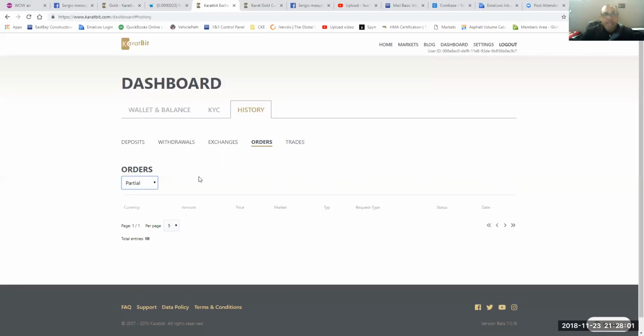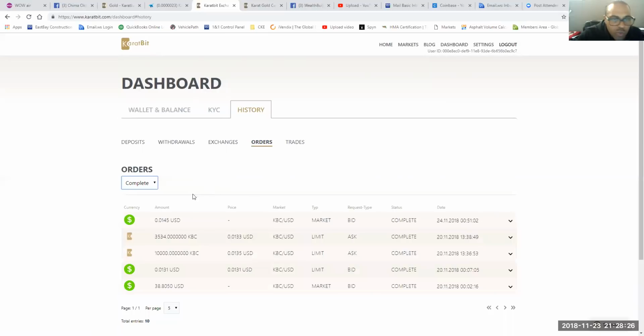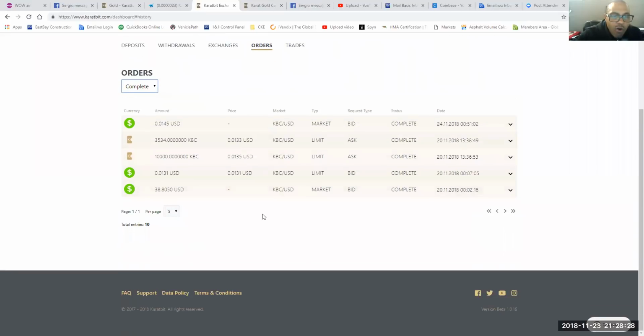So the next one is partial. Partial is when, let's say, like you saw, I had 35,000 coins that I wanted to sell. And let's say, because it's in the order book, only 2 people want to buy 1,000 coins each at that price. So then only 2,000 will be sold, and I still have 33,000 to be sold. So that's a partial order. And then all complete orders, you will see right here.